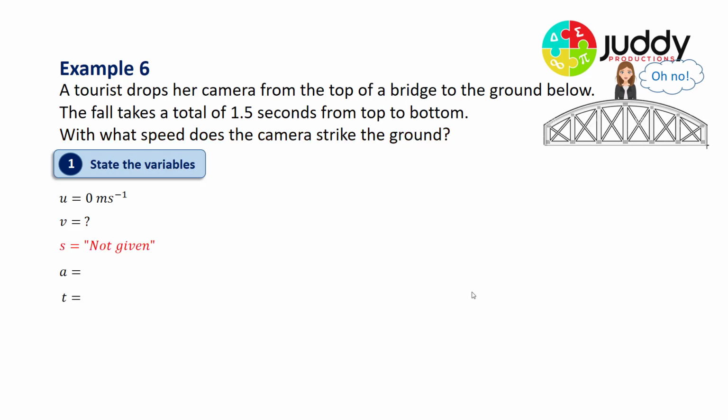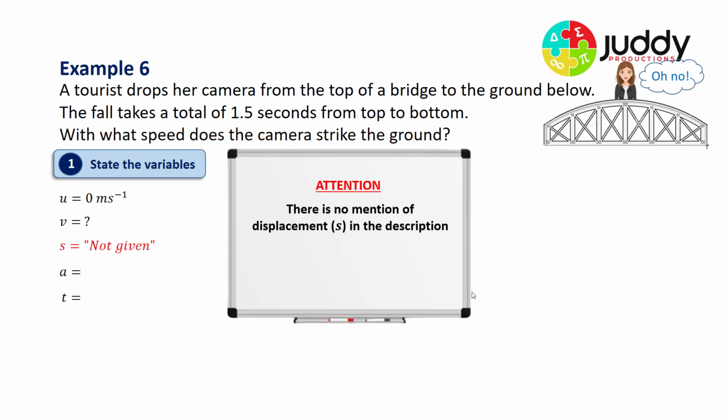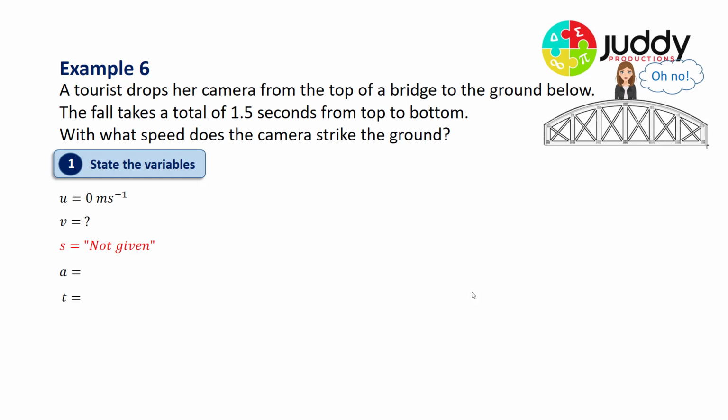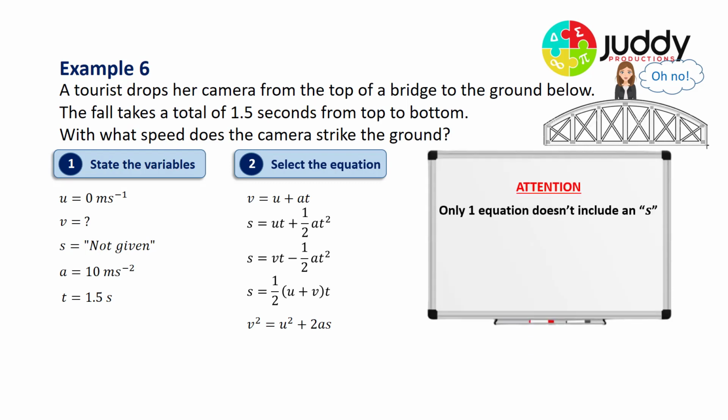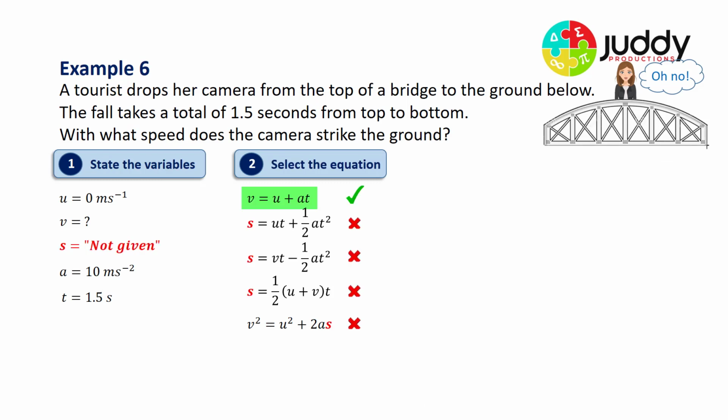The displacement in this case is not given. There is no mention of displacement in this description. And the acceleration, as we stated, for any free-falling object is 10 meters per second squared. And the time we have is 1.5 seconds. So step 2, select the equation. Let's have a look. We have our 5 equations of constant acceleration. And note that only one of them doesn't include the variable s. So which equation doesn't have an s in it? That's right, it's the top one, v equals u plus at.